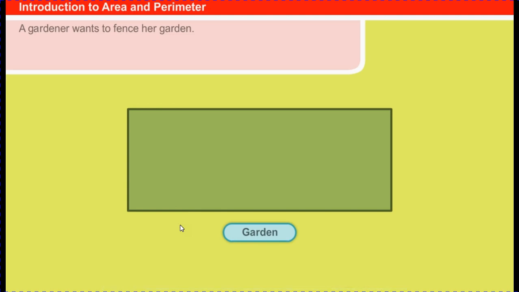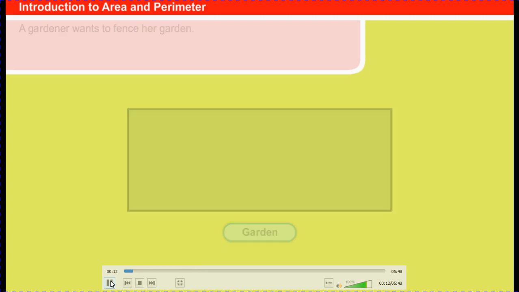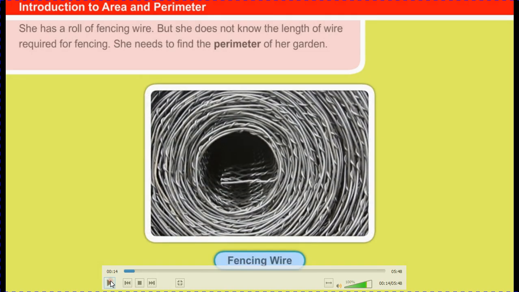Let's start our first lesson about unit 10, introduction to area and perimeter. Let's see this example. A gardener wants to fence her garden. We have a garden and we want to make a fence around this garden. Then let's see this garden. We have this wire. We want to put this wire around our garden.